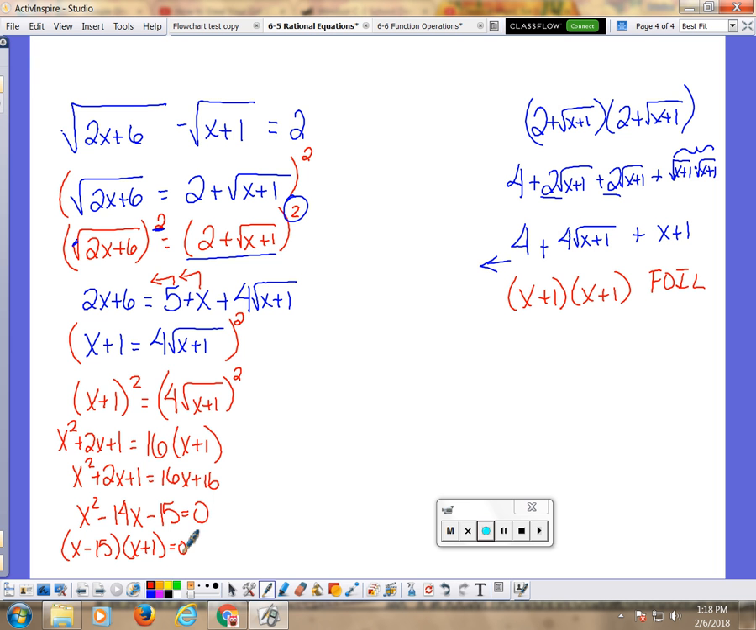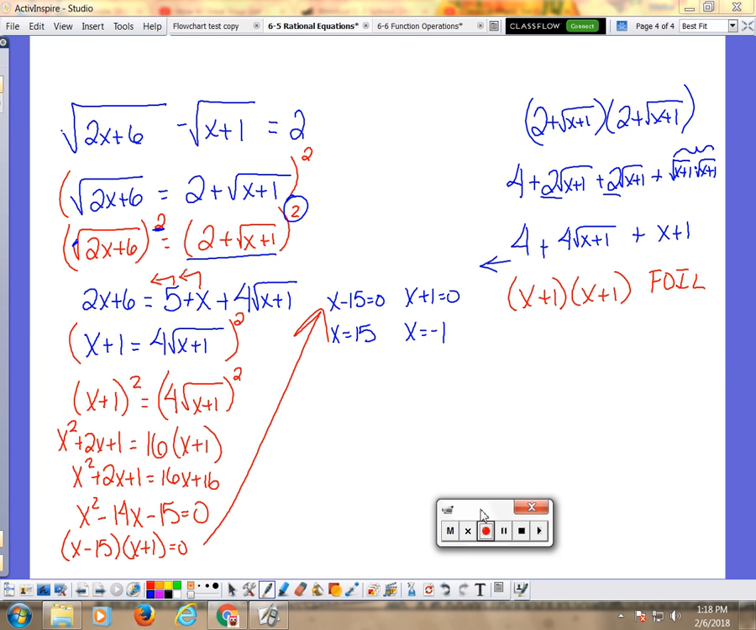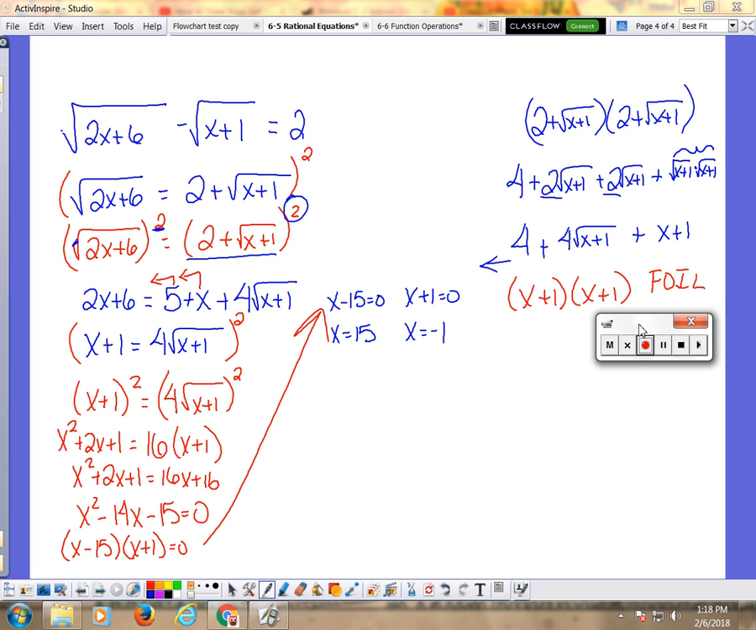I'm going to set each parenthesis, so now we're going to go up here. I'll change color so we see what I did. I'm going to take x minus 15 equal to 0. I'm going to take x plus 1 equal to 0. So x equals 15 and x equals negative 1. But if you read your instructions, it said check for extraneous solutions. So to check for extraneous solutions, you have to plug it back in.